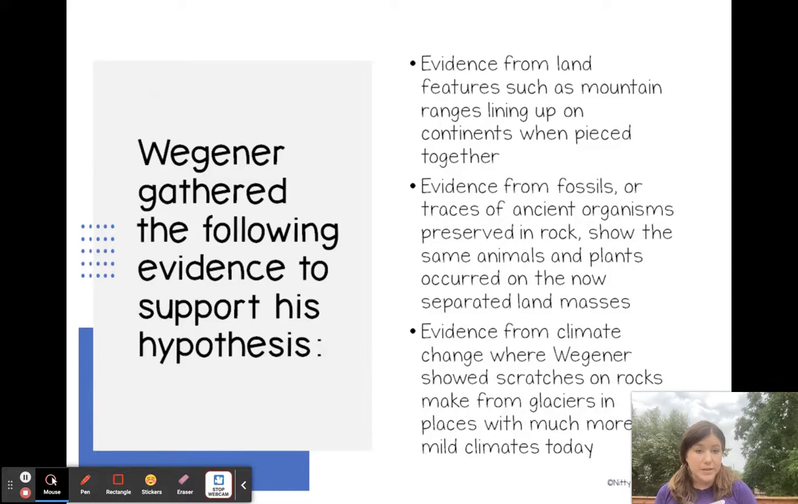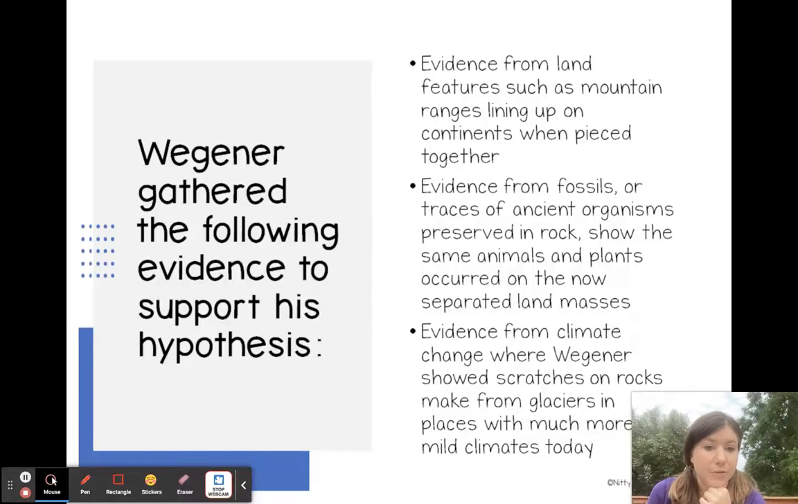So these were the pieces of evidence that he gathered to support his theory of continental drift, right? Land features such as mountain ranges lined up on separate continents. If you put them back together, you could see that they lined up. He also found some fossils. He would find fossils of certain organisms on one continent and fossils of the exact same organism on the other continent, and there's no way that they could have crossed the oceans to live in two separate places. So at one point in time, those two continents must have been joined for those organisms to be found in both of those places.